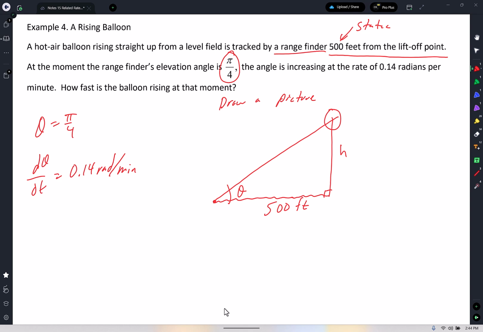What are we looking for? The rate of change of how fast the balloon is moving up. If I put this as h, dh dt, that's a speed, how fast something is moving up. This is my hot air balloon right here, and it is moving up like that. So I'm looking for dh dt, how fast I'm going.